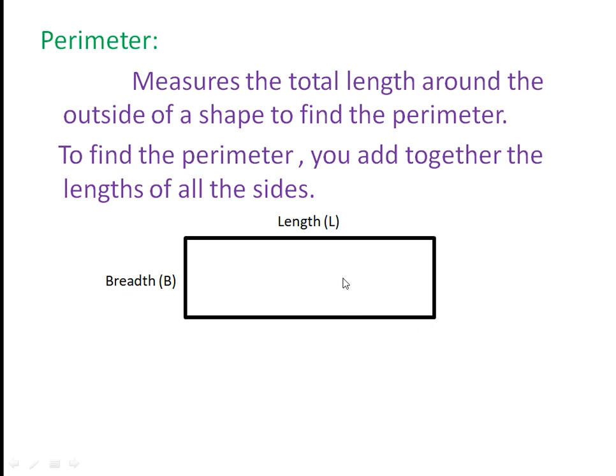Okay, this is the example for the perimeter. I am explaining the perimeter meaning: the total around the outside of the shape. Add together the lengths of all sides. Adding together the lengths of all the sides is the perimeter. This is the way to calculate the perimeter.